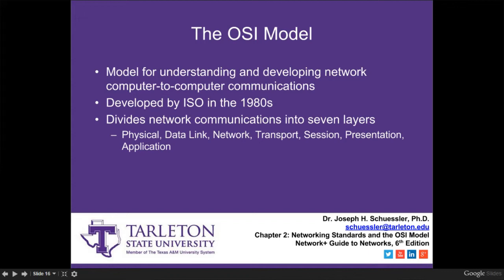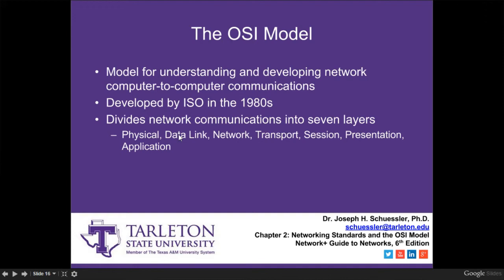So the OSI model was developed in the early 80s, and it divides network communications into 7 layers. So physical, data link, network, transport, session, presentation, and application. So that's going from the lowest level layer, physical, to the highest level, which is application. If you look at this in reverse from the top down, an easy way to remember this is "all people seem to need data processing."